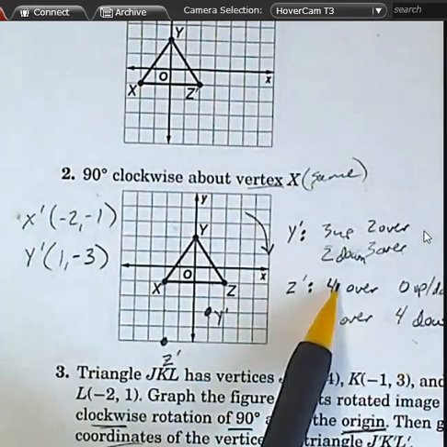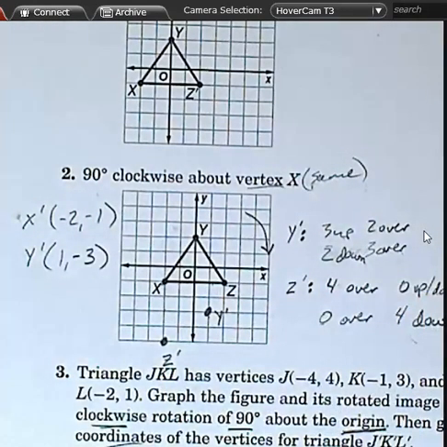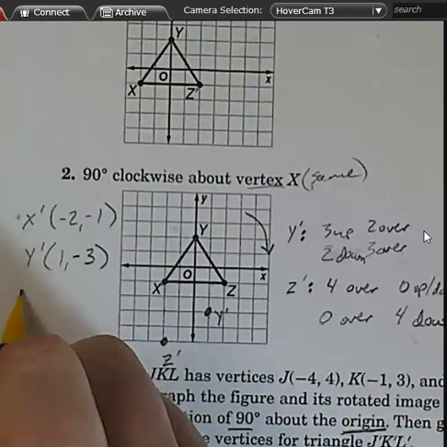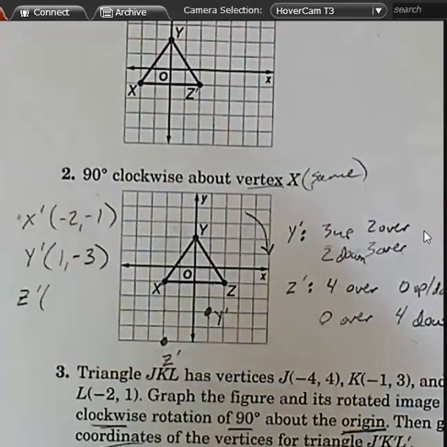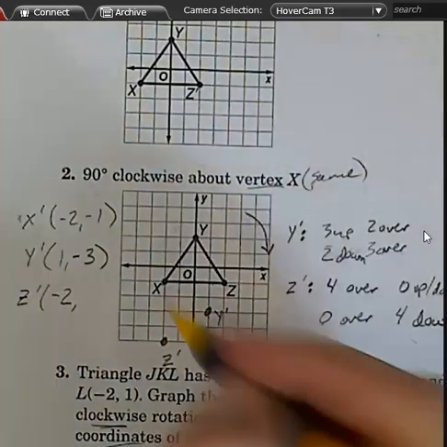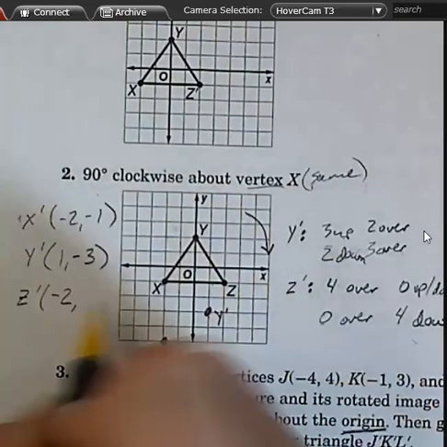Notice I'm still flip-flopping my numbers. Now, because it's not just positive or negative, you have to think about up or down and left and right. This one is one step trickier. Maybe 2. Z prime, what is my labels? -2, -5, right?